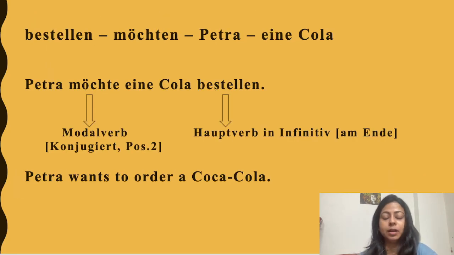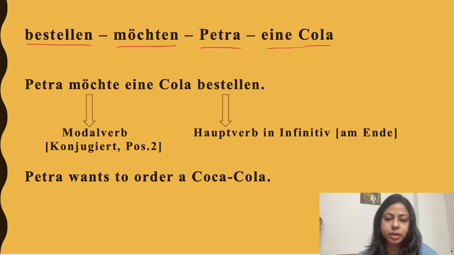Here is an example of how we can bring parts of a sentence into one sentence. So the words are bestellen, möchten, Petra, eine Cola. So this is kind of a jumbled sentence. Now how do you put this together in one correct sentence structure? Petra, which is the subject, möchte eine Cola bestellen. Petra wants to order a Coca-Cola. Cola is a short form that we use in German for Coca-Cola.